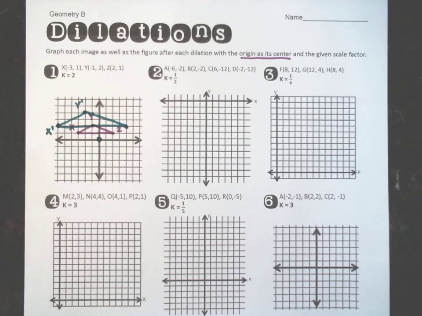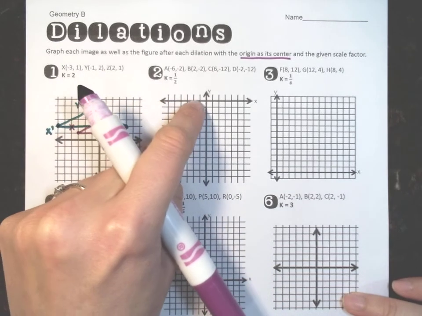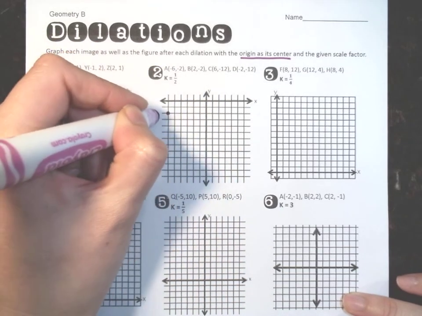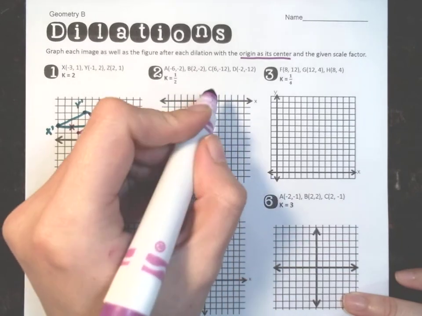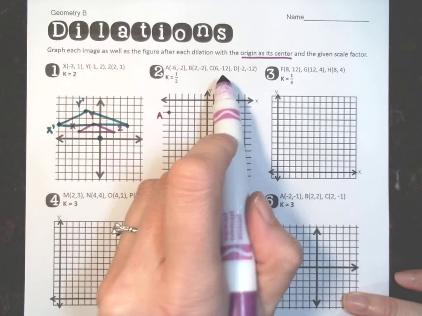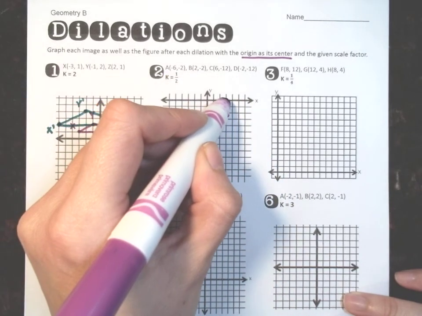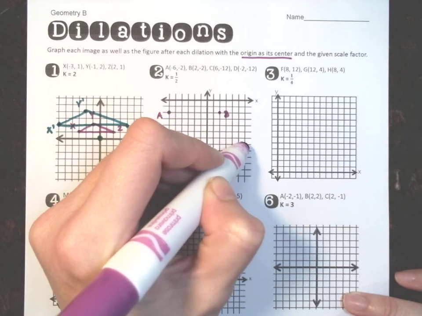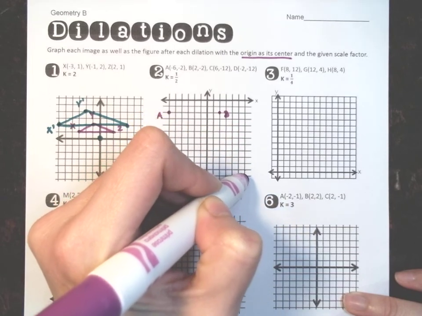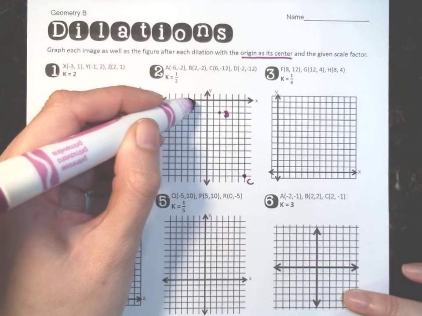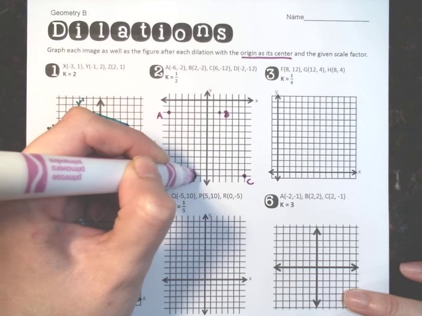Okay, let's do one more. First, we'll plot the points. So we have A at (-6, -2), and then B is (2, -2), and then C is (6, -12), and D is at (-2, -12).